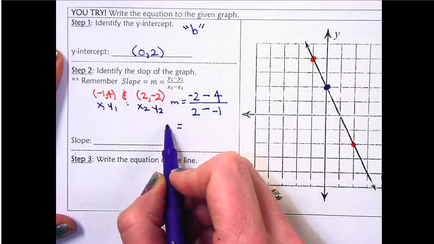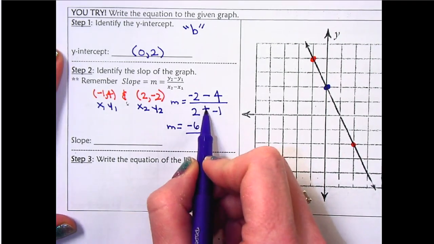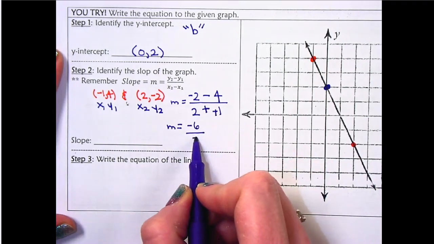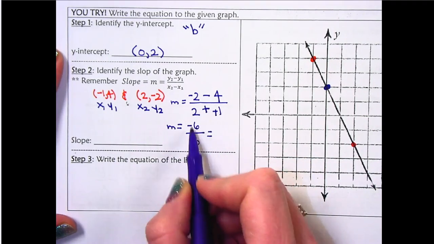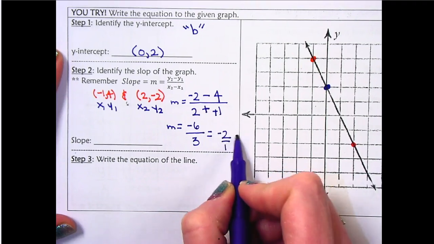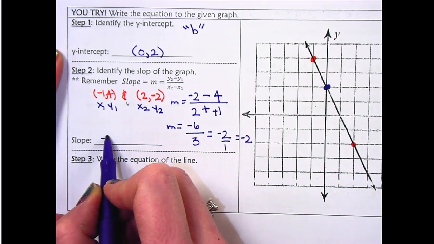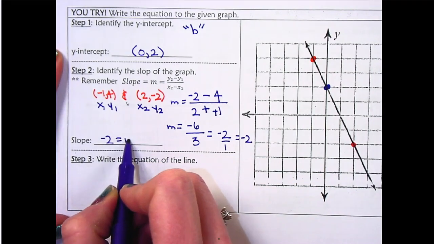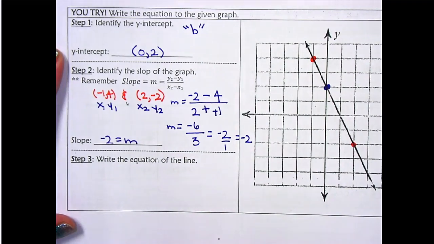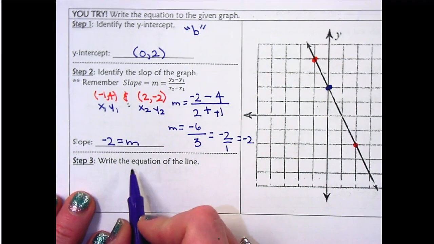My numerator simplifies to negative 6. My denominator simplifies to 3. And negative 6 over 3 reduces to negative 2 over 1, or plain negative 2. So my slope is negative 2, and that is valuable because it is m, and I'm going to substitute it in for m into writing this equation in slope-intercept form.